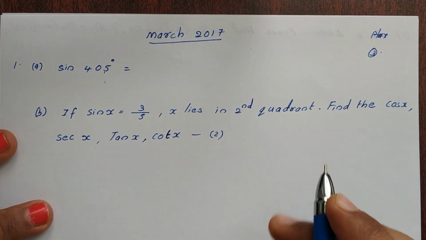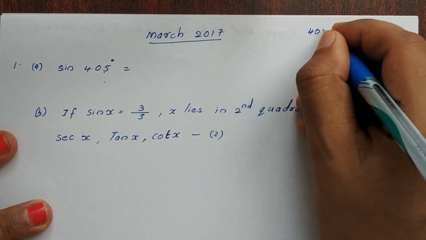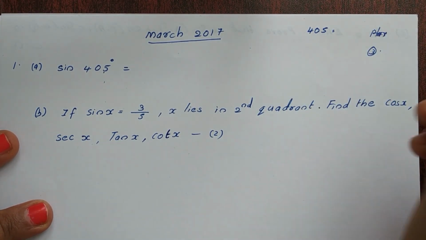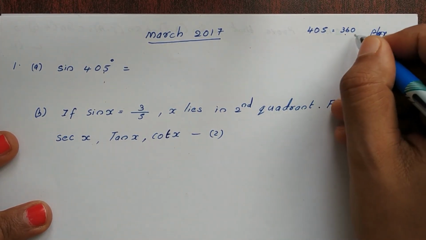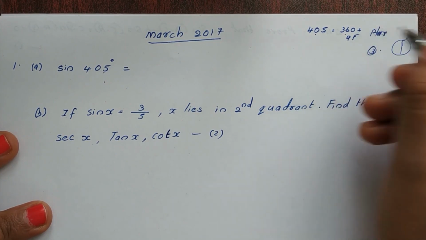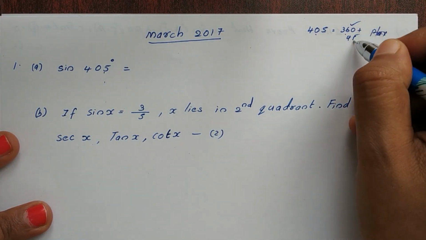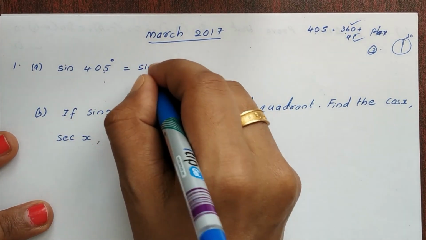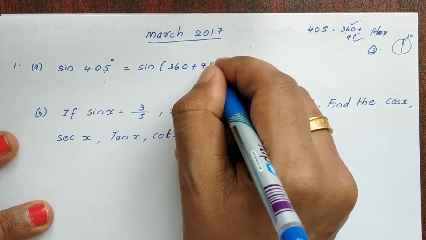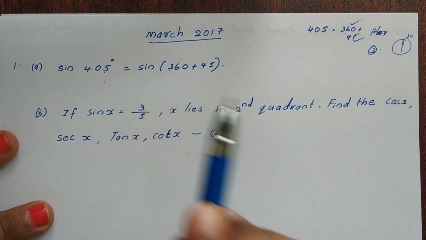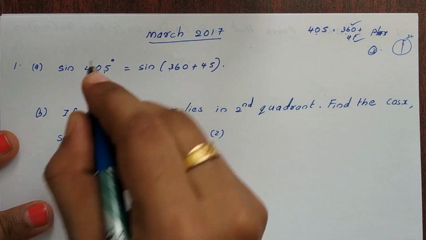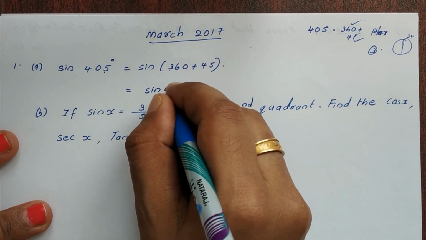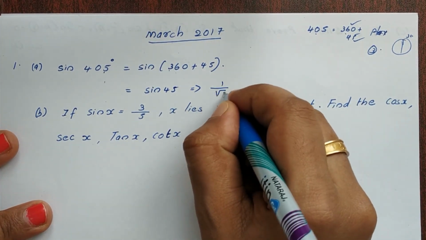405 is, we have to write this angle as 360 degrees, that is a complete rotation, plus 45. So sine 405 is sine of 360 plus 45. The 360 can be dropped, so this is equal to sine 45, which is equal to 1 by root 2.